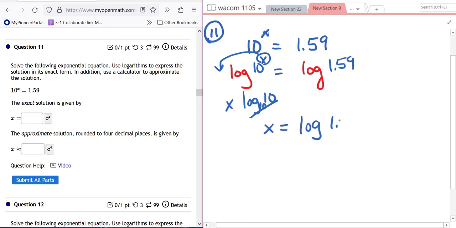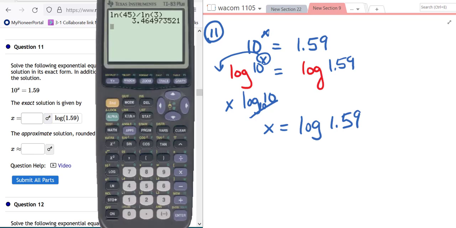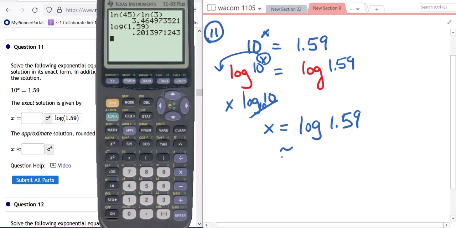And log 1.59. This one is actually solved. This is the exact answer. And then you will put it in your calculator. You need to use the common log button this time. 1.59. And there we go. And now we are approximate. So 0.2039. 9 is going to push us up. So 0.2014.